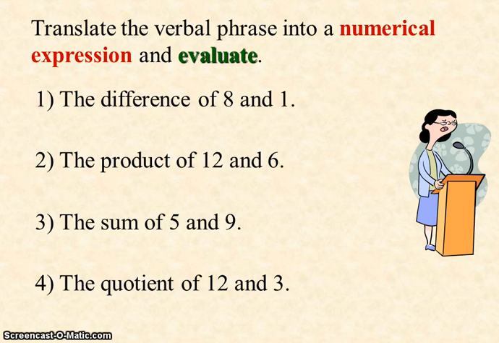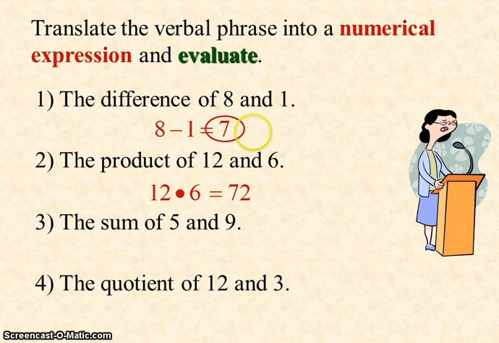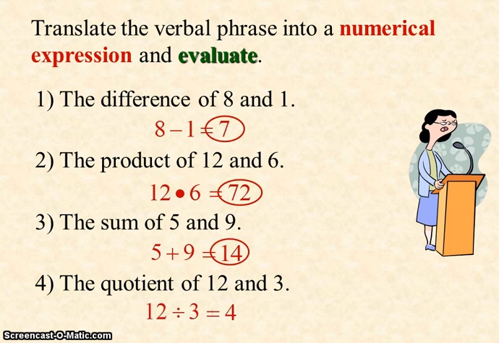So the difference, this is just some extra practice here. The difference of 8 and 1, okay, that means the same as 8 subtract 1, which will give you 7. Or the product of 12 and 6. This means 12 multiplied by 6. And multiplication can be represented by a dot as well, for those that didn't know. The sum of 5 and 9 just means addition, and the quotient of 12 and 3 just means that you're dividing. Okay.